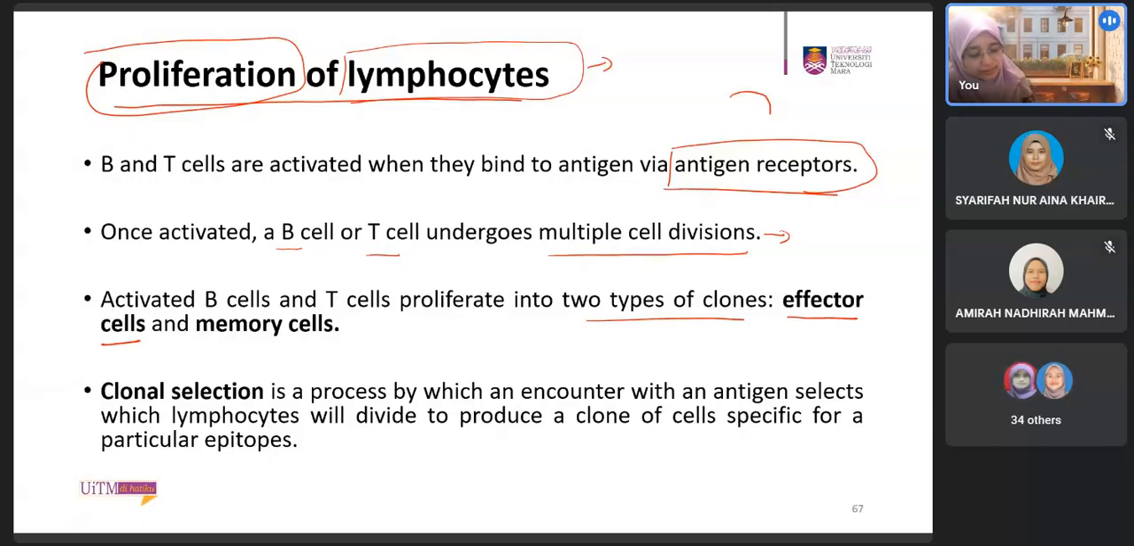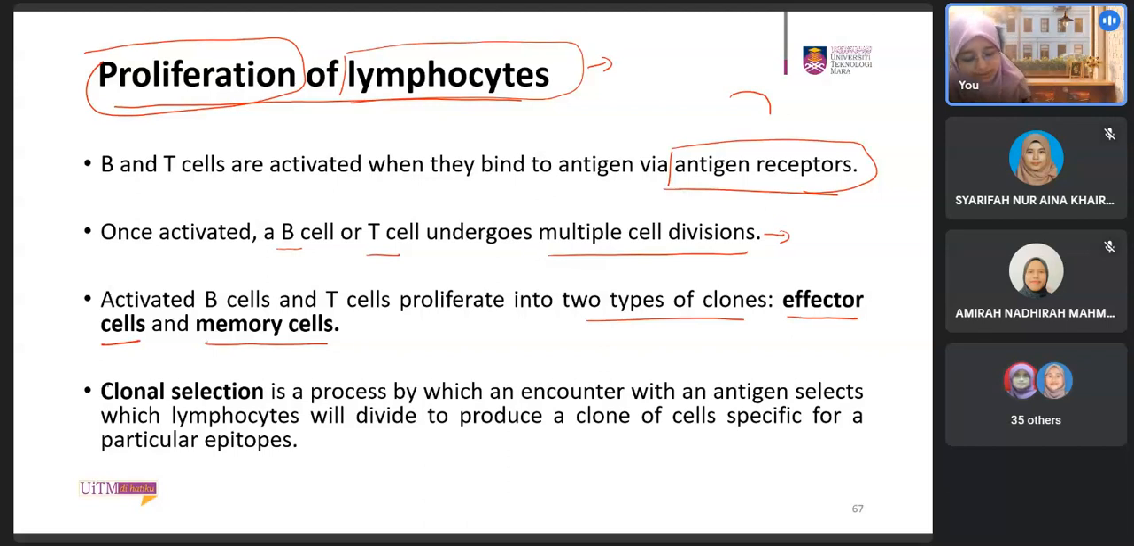And then the other clone is the memory cells. The memory cell will be stored in your body for many years. It has a long lifespan. The function of the memory cell is to protect your body against the same pathogen in the future. So if the same pathogen enters your body again in the future, for the second time or subsequent times, the memory cell will be activated. Okay, so dia terus pergi kepada memory cell.